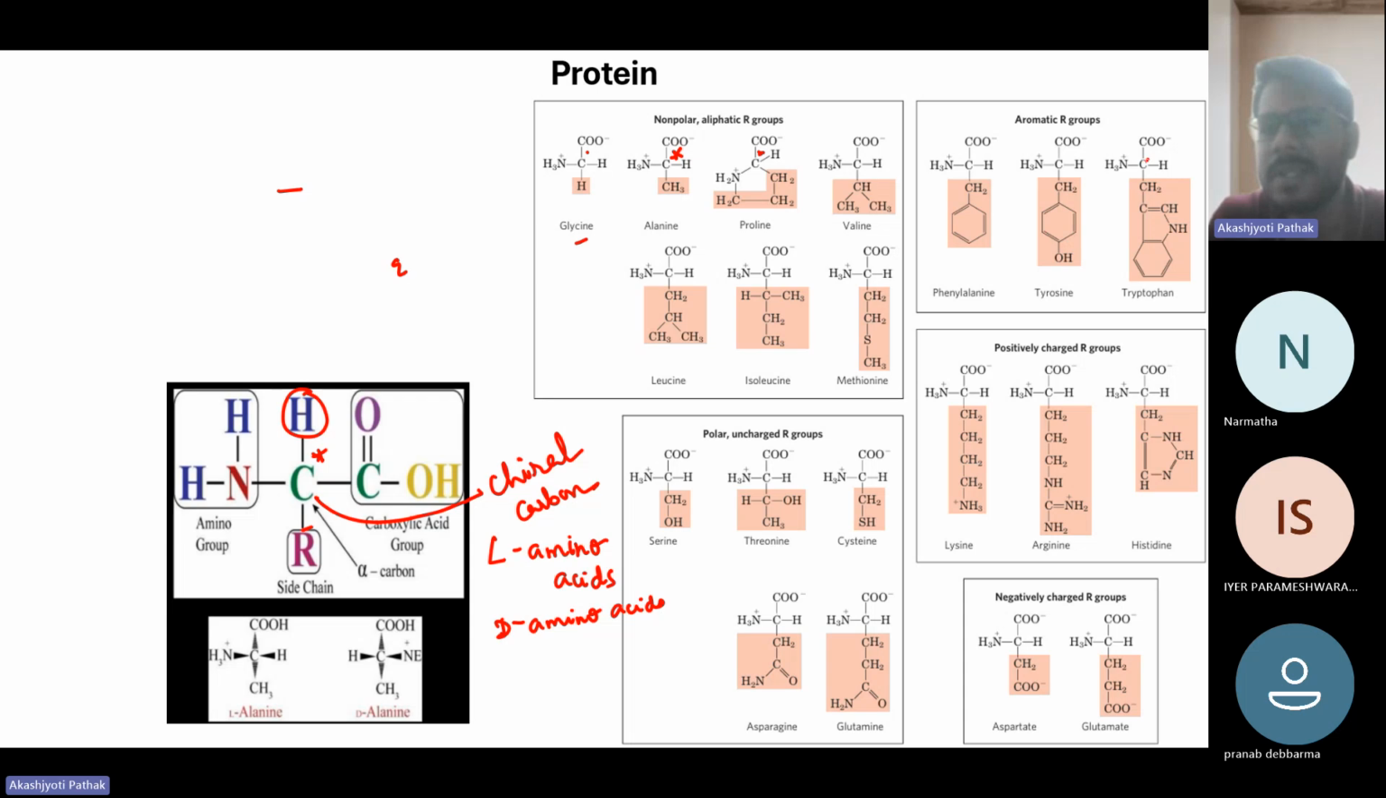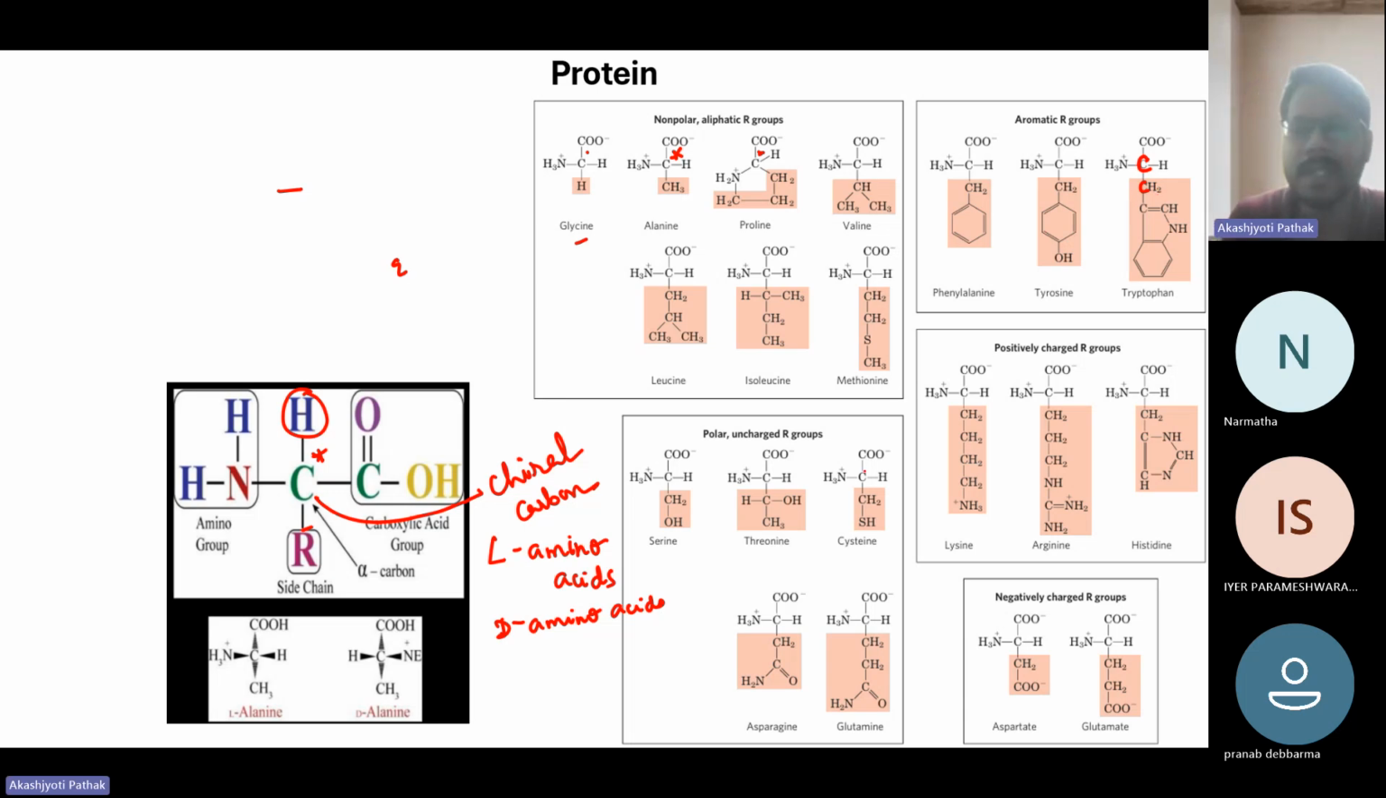So this carbon is chiral, right? Because it is attached to this carboxyl group, this amine group, this hydrogen, and this side chain. But if you see this carbon, it is attached to two hydrogen atoms, right? It is attached to two hydrogen atoms. So this carbon has two groups the same. So this is not a chiral carbon.